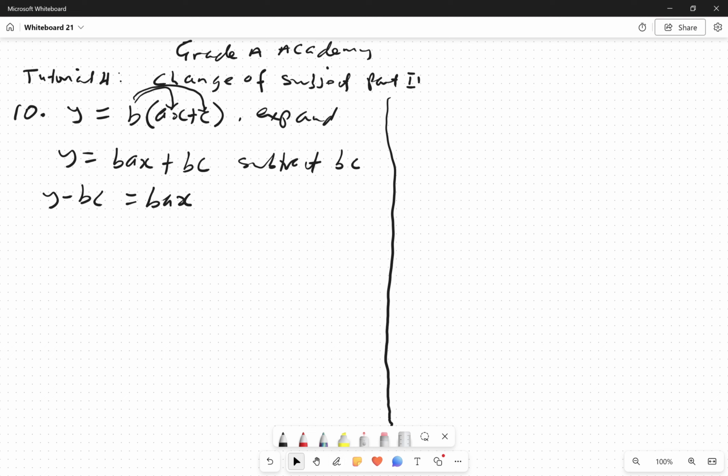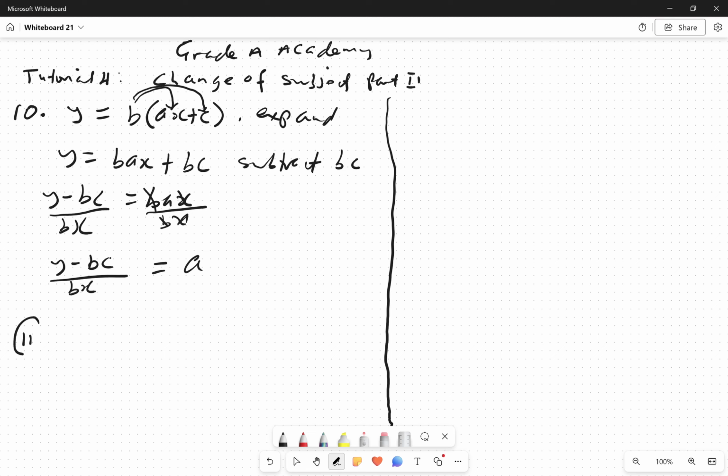And now that we're looking for x, we have to divide here by b. We're looking for a, we divide here by b and x, and divide here too by b and x. So b will cancel b, x will cancel x. So you have y minus bc over bx is equal to a. We have made a the subject. Please try to go through this systematically, and you can solve the problem.